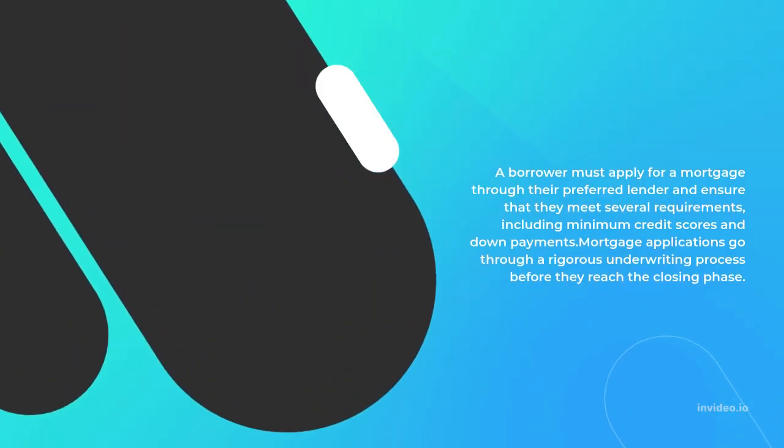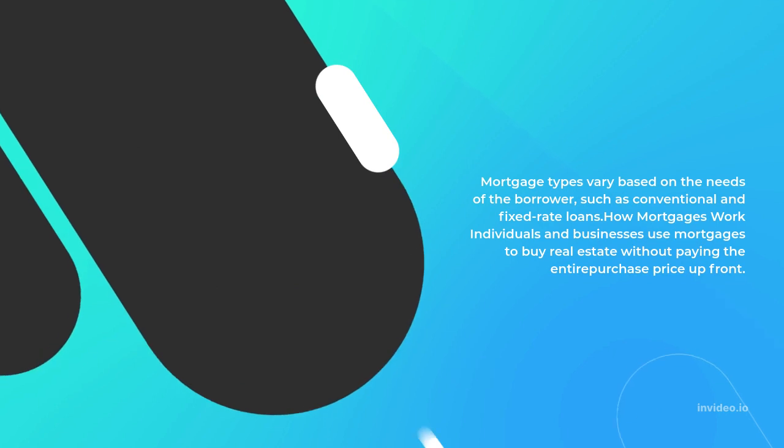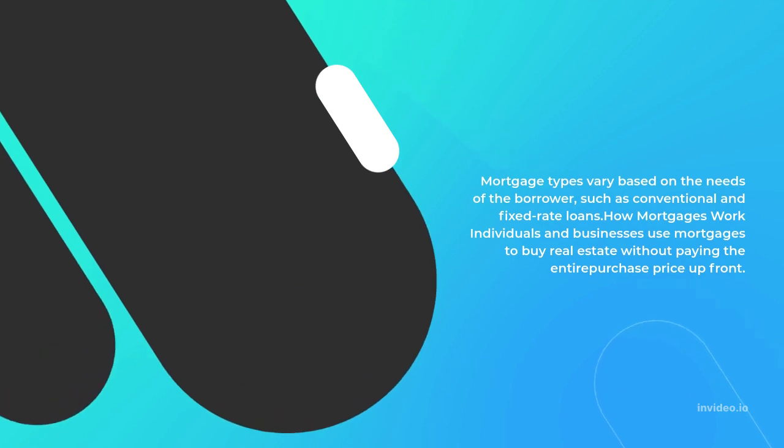A borrower must apply for a mortgage through their preferred lender and ensure that they meet several requirements, including minimum credit scores and down payments. Mortgage applications go through a rigorous underwriting process before they reach the closing phase. Mortgage types vary based on the needs of the borrower, such as conventional and fixed-rate loans.